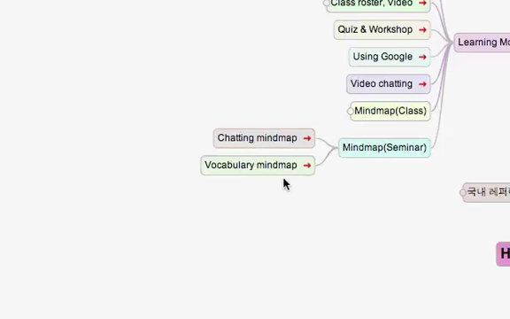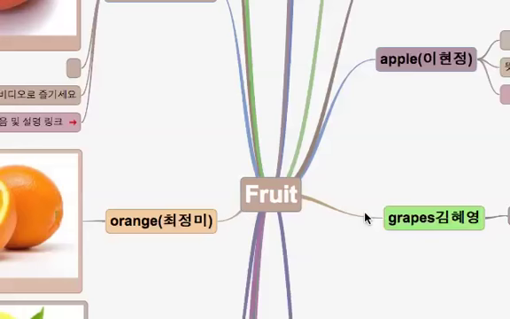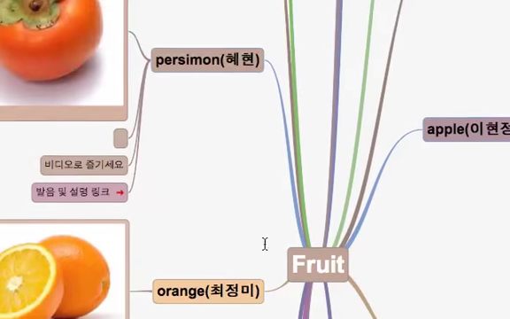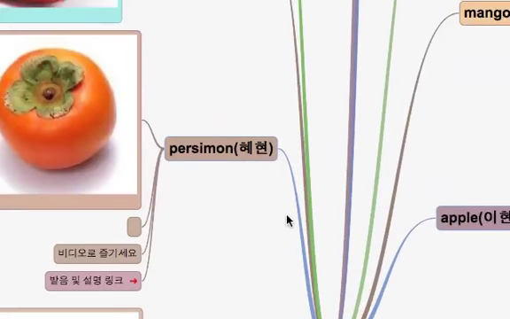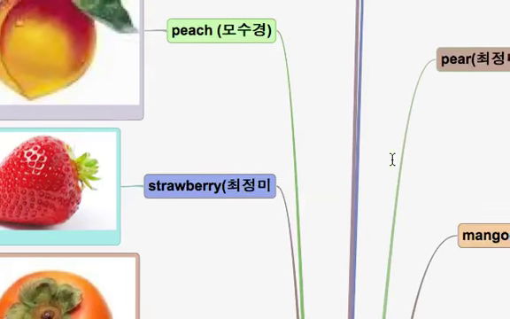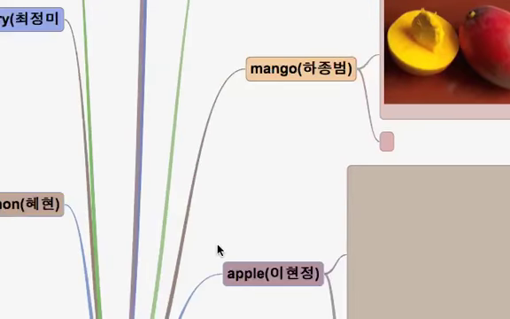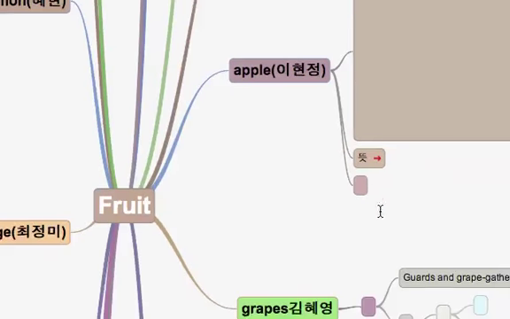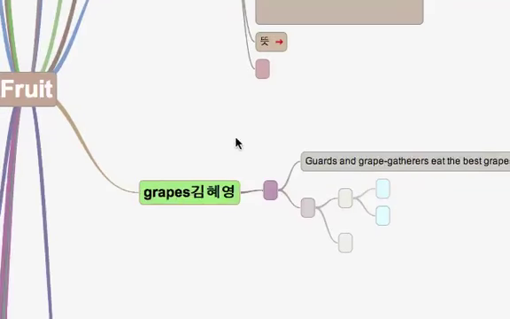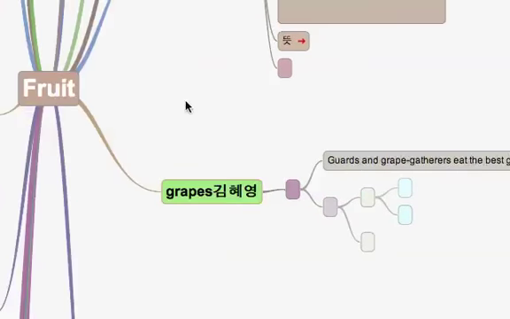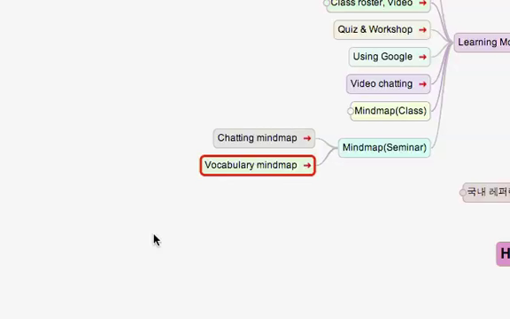And this is a vocabulary mind map, which was built by English teachers. I asked them to make English vocabulary about fruit, and they used many different kinds of multimedia, images and videos, and some links and some text contents from the internet. The most important thing is they can do it in collaboration.